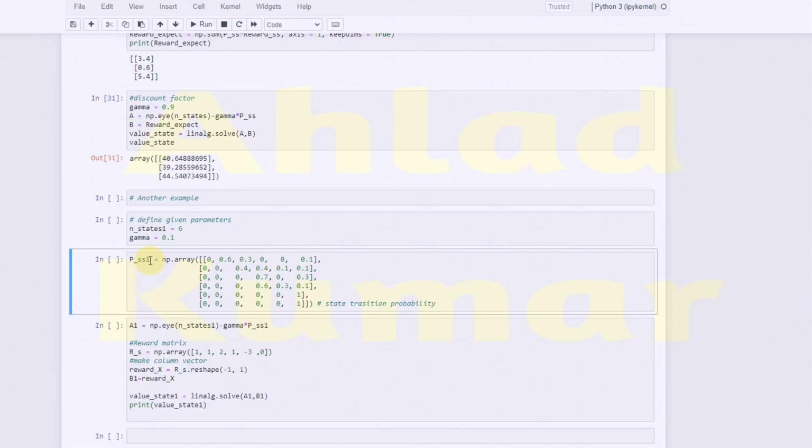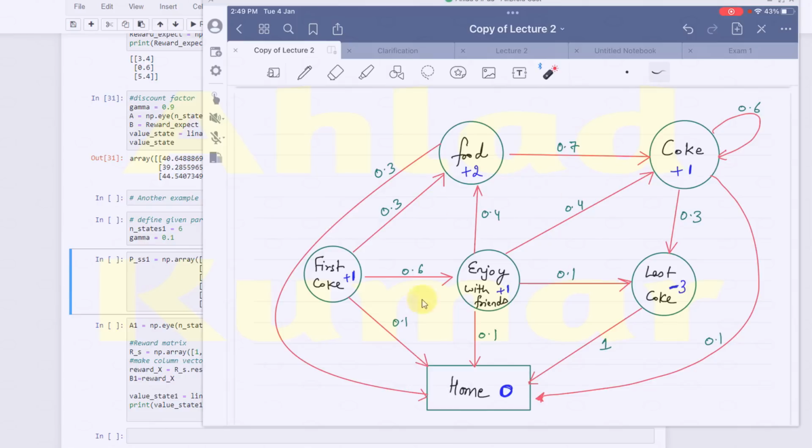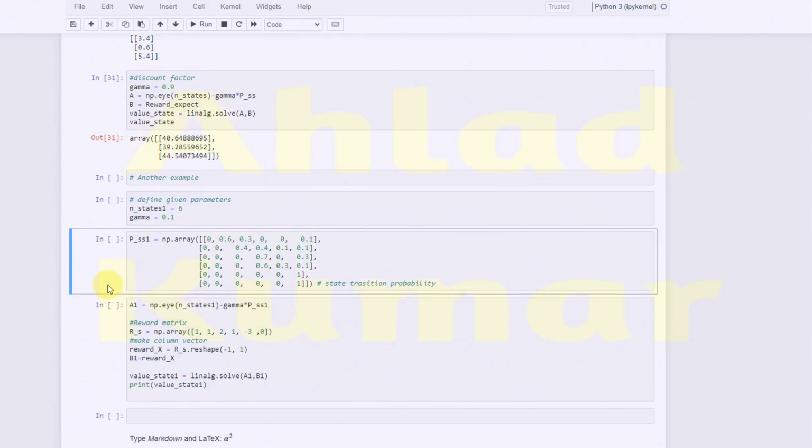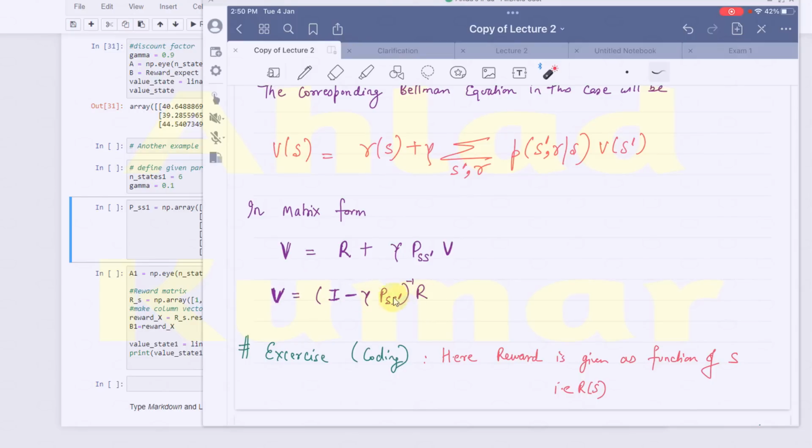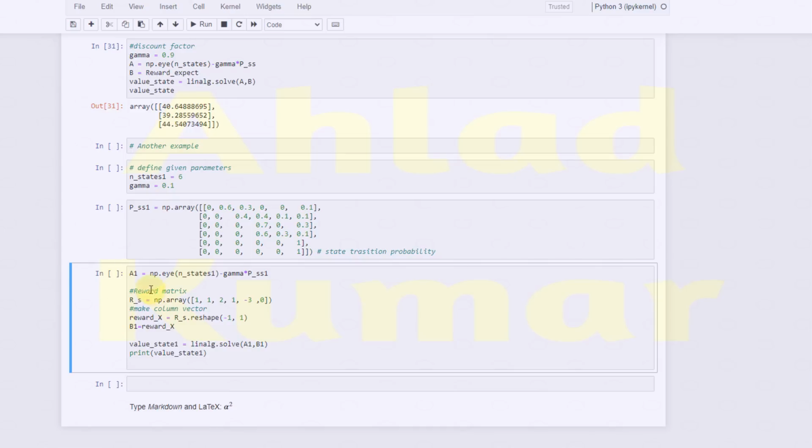You can easily write the state transition matrix, which we have already discussed in the last slides, by looking at this Markov random process here. And this is basically an implementation of this equation which is given over here. So I minus gamma PSS, the whole inverse; you are calling it, without the inverse, as A1 here. And then the reward matrix is defined as an array which is given over here, and we are making it a column vector using a reshape command and feeding it to the variable b1.